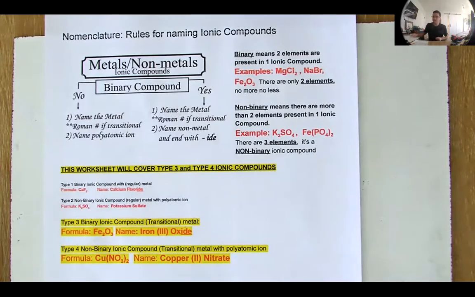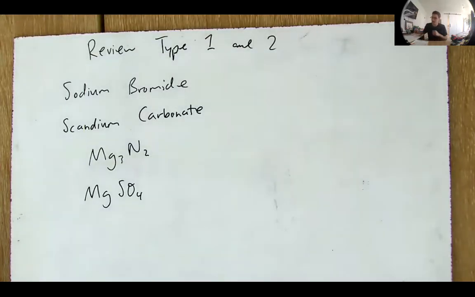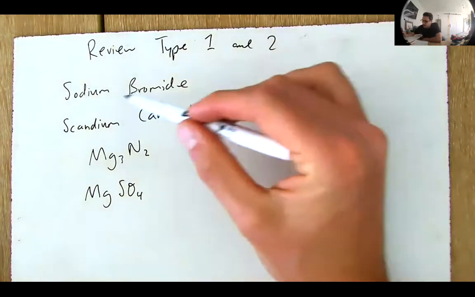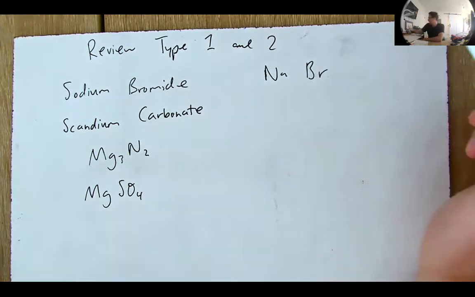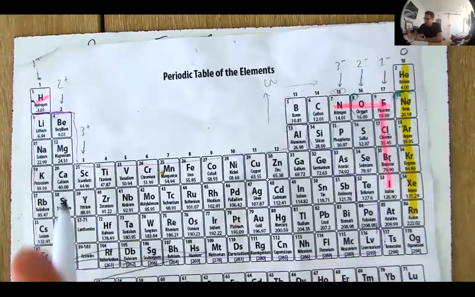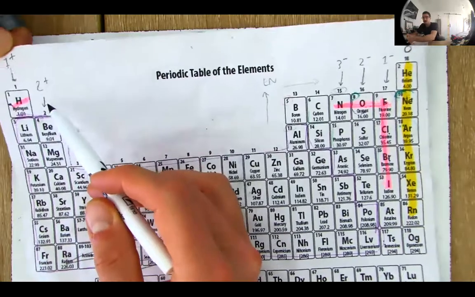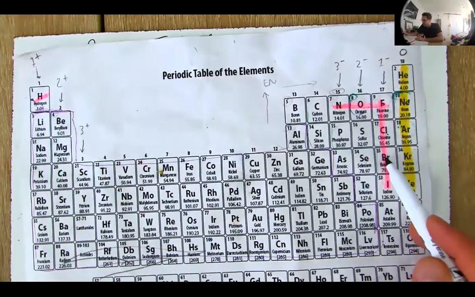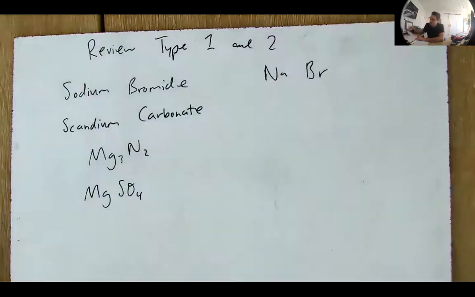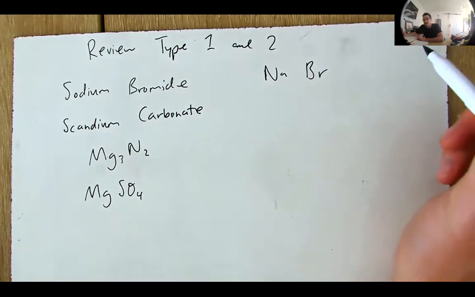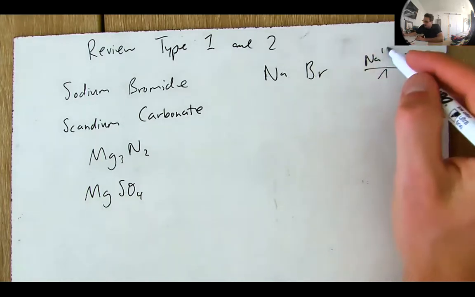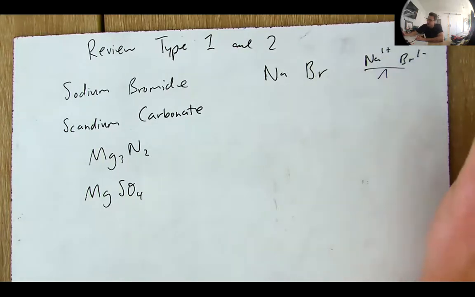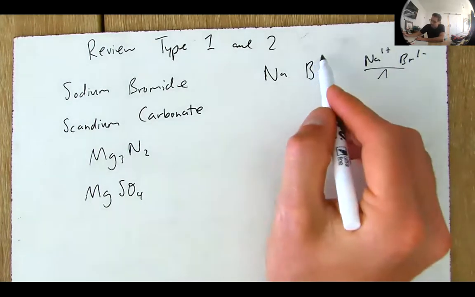Before we start this lesson, let's do a review of type 1 and type 2. Go ahead and pause the video and put in your answers, but let's work it out. We're going to turn sodium bromide, the name, into the formula. Sodium is Na, and bromide is Br. Sodium is located in a group with a 1+ charge, and bromine is in a group with a 1- charge. You only need one of each to balance. The balance beam shows sodium with 1+ and bromide with 1-, so this is the correct formula.